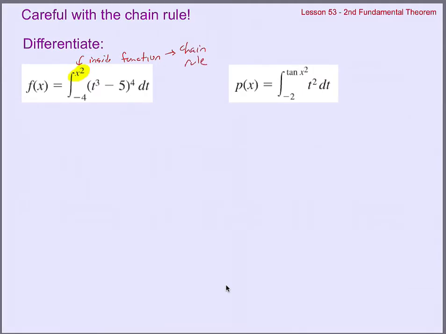So when we take f prime of x, it's still the integrand, t cubed minus 5 to the 4th, evaluated at the upper limit of integration. So that's plugging that in for t. X squared cubed minus 5 to the 4th. Chain rule, times the derivative of the inside function. So because of that chain rule, we're going to multiply by 2x. And so my final answer for f prime of x would be 2x times, I'm not going to FOIL all this out, but I will turn x squared cubed into x to the 6th. And that would be a good way to leave it.